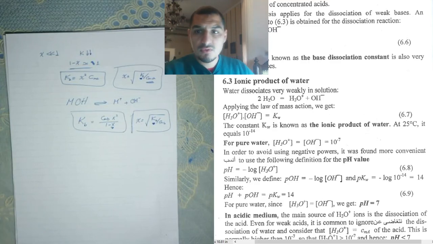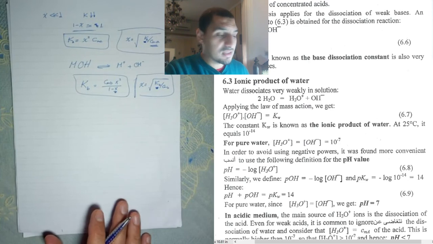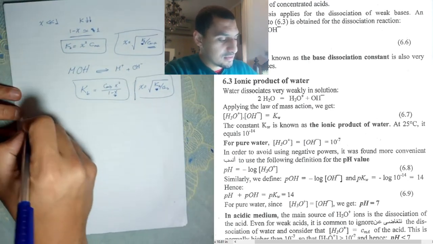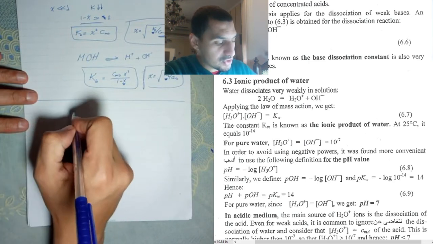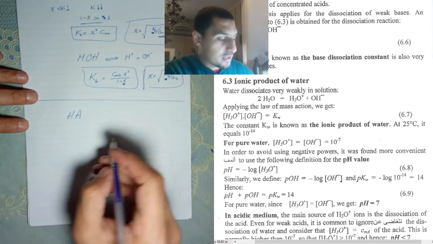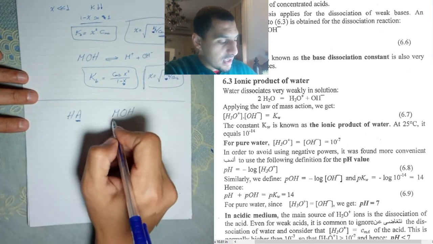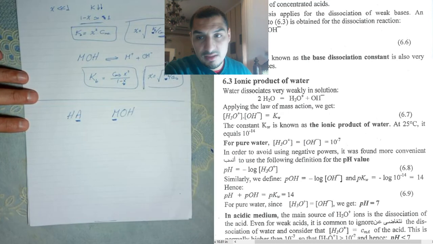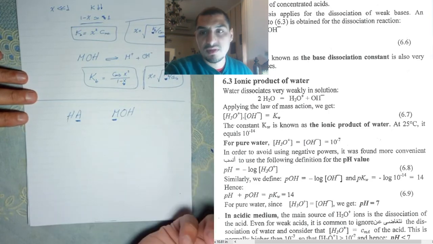Okay, now we'll talk about one very related topic, which is the ionic product of water. We have talked about weak acids and weak bases. When we talked about acids, we took the symbol HA for acid, and for base it is MOH. And we said that the A and the M are the acid and the base radicals that are bound to the H and OH to form acids and bases.